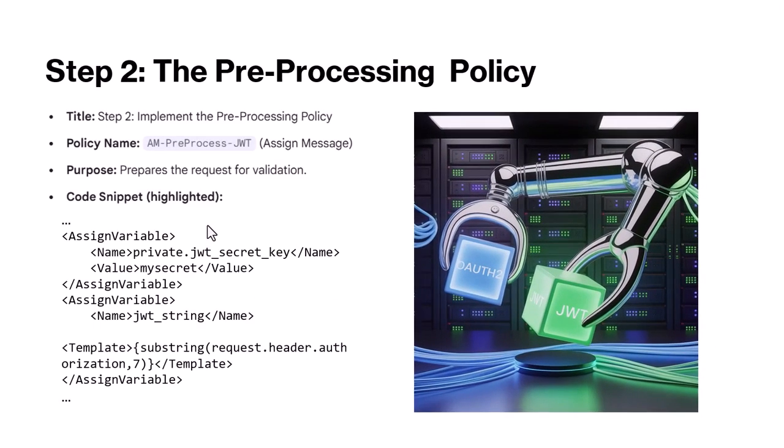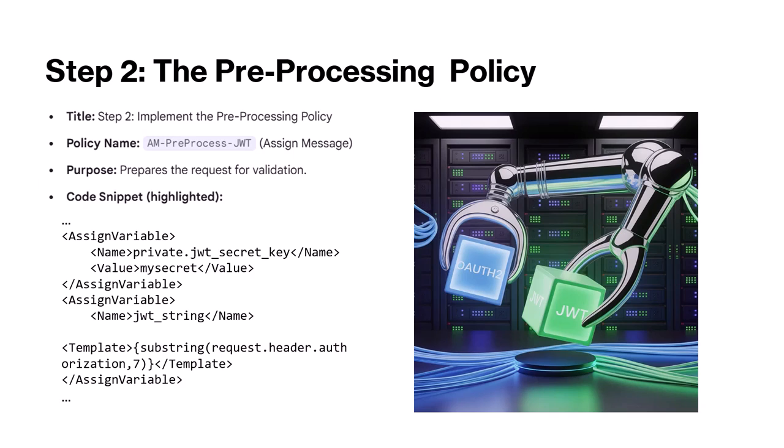The pre-processing policy. We'll add our first new policy to the pre-flow. Now we'll click the plus button, plus step, and select an Assign Message policy. Here it is, the Assign Message policy, and we'll name it. It prepares the request for validation. Now this policy is crucial and does two things.